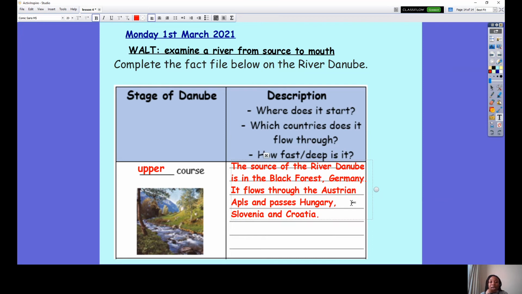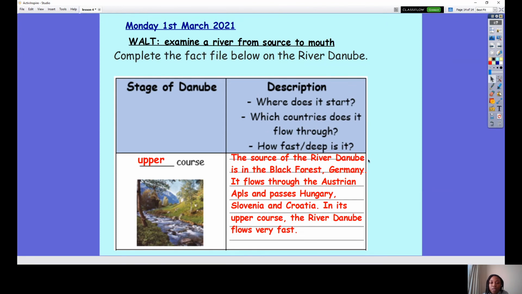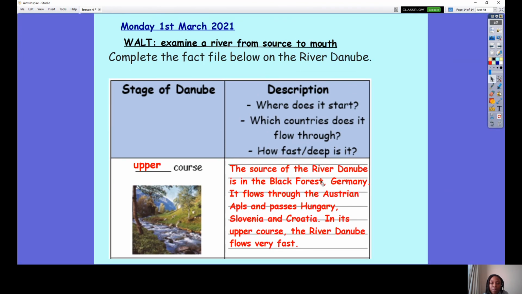Fantastic. And how fast or deep is it? In its upper course, the River Danube flows very fast. Okay, I'm just going to read that back to myself, make sure that I'm happy with it, and that it makes sense. The source of the River Danube is in the Black Forest, Germany. It flows through the Austrian Alps and passes Hungary, Slovenia, and Croatia. In its upper course, the River Danube flows very fast.